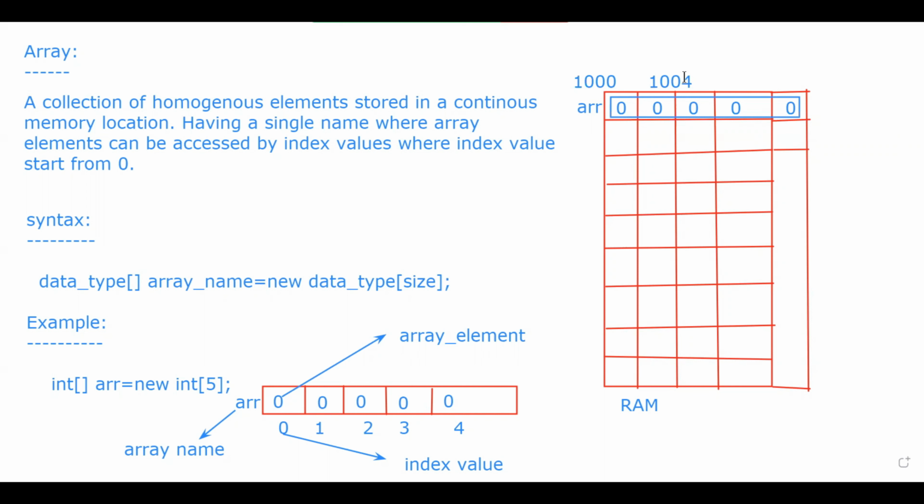Apart from that, you can see that it is stored in continuous memory locations, having a single name. For all the elements present inside an array, there is a single name I have given, ARR.